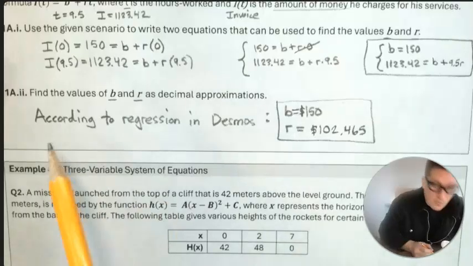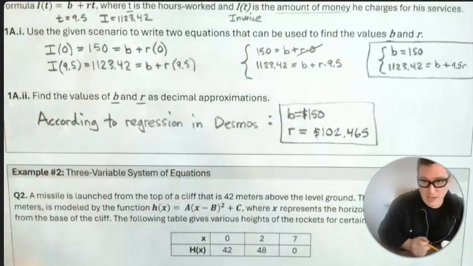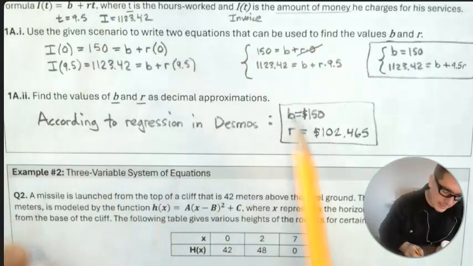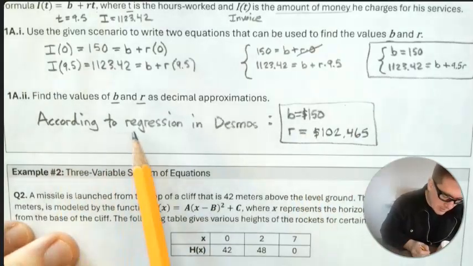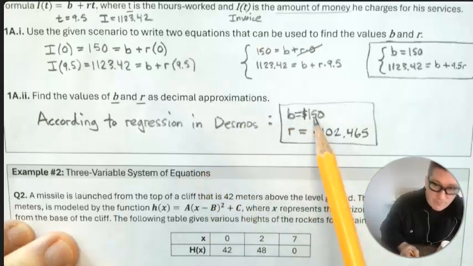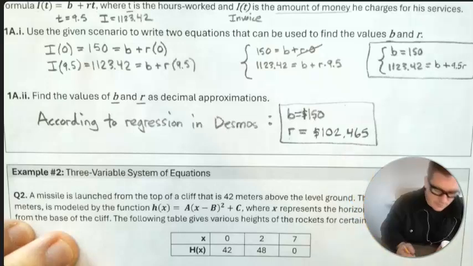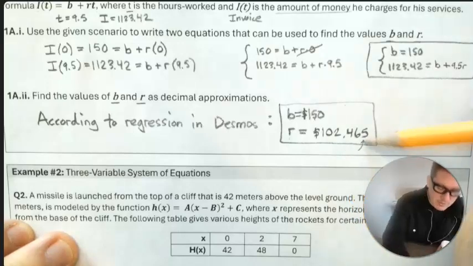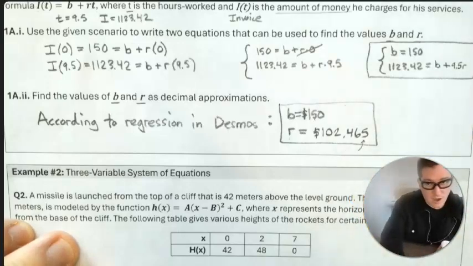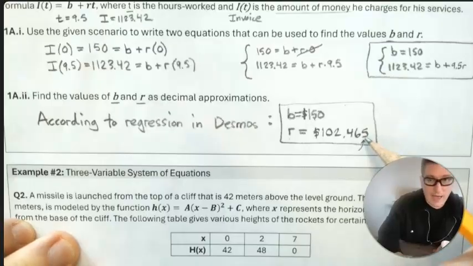So this is one of the few times that you can actually use the graphing technology as a justification for finding your answers. According to the regression in Desmos, B is 150 and the rate was 102.465. You might be thinking, Mr. Cherry Holmes, dollars can't go to the thousands place. We have pennies. How can you have 1/2 of a penny here?